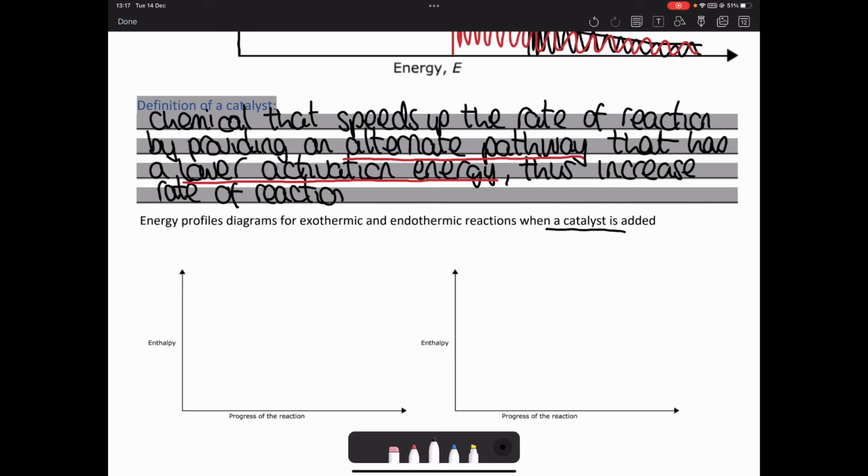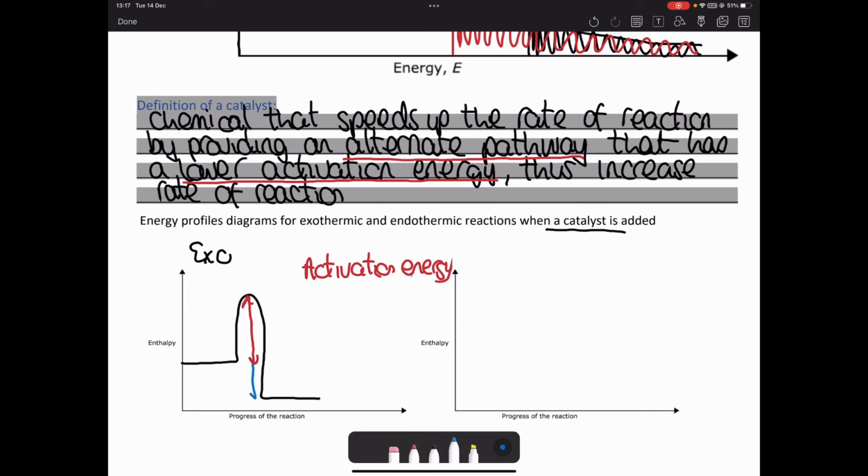So if this is going to be our exo over here, and this would be the shape of our curves normally, and we do our labels. This is my activation energy, it's going to be in red. I'll make my enthalpy in blue. So that's my delta H in blue, and obviously in this scenario it's negative because it's exo. This is my reactant over here. This is my product.